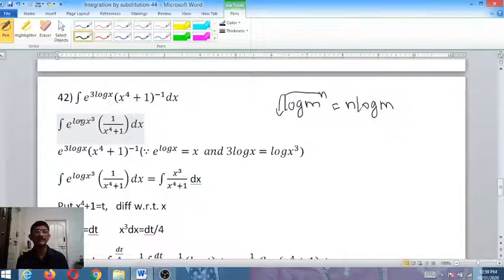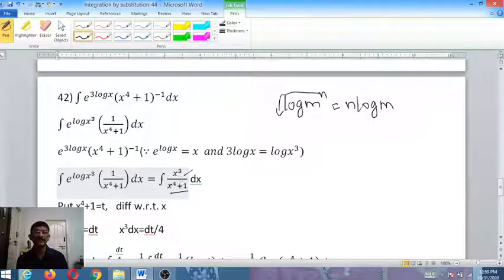As I told you, e power log sin x is sin x. So this 3 is transferred to here. So that is e power log x cube into (x to the power of 4 plus 1) to the power of minus 1, which is 1 by x to the power of 4 plus 1 dx. E power log x cube is x cube divided by x power 4 plus 1.